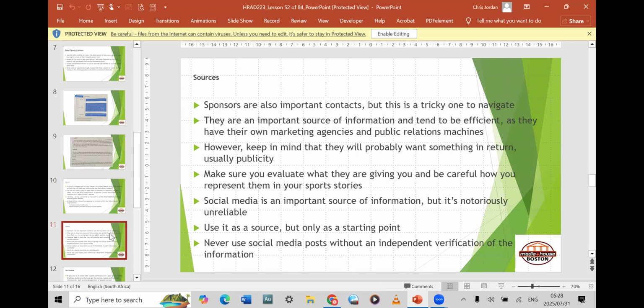We're nearly done. Sponsors are also very important contacts, but this is tricky to navigate because they are an important source of information, but they are also going to try, obviously, to punt themselves and their team. So we're getting a little bit of bias, you understand? And also, we don't want free marketing for the product. So we don't want to open up our platform.